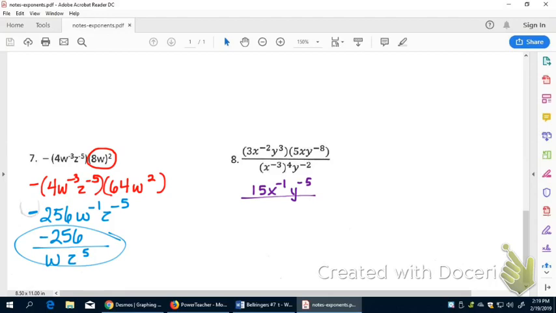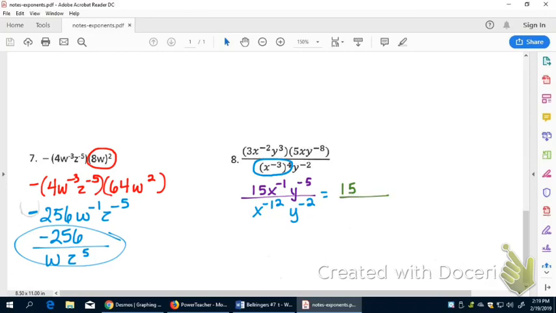On the bottom, if we do this part right here that's raised to the 4th, what do I do with the negative 3 and the 4? Multiply. So that's x to the negative 12. Then bring down that y to the negative 2. Then we combine. Leave the 15 where it is.